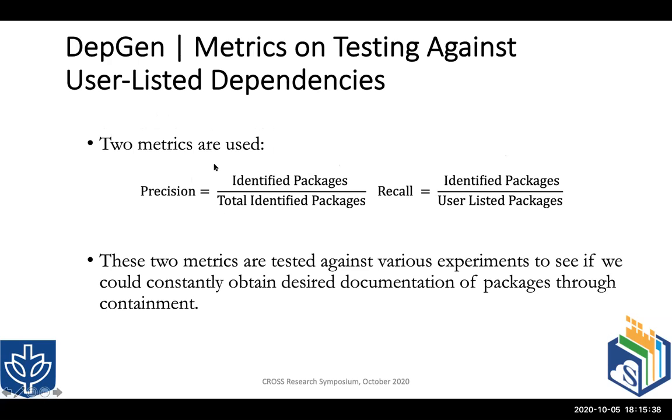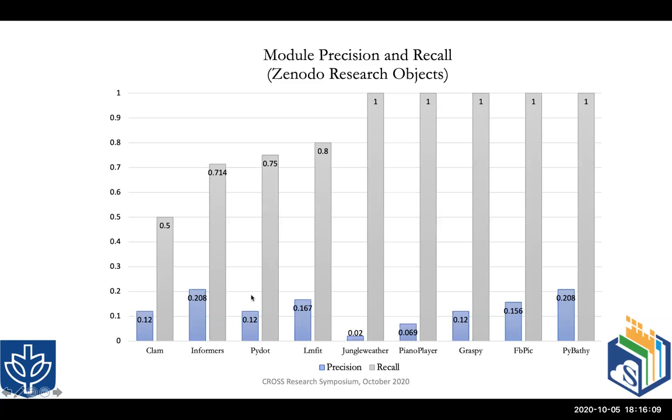We use two metrics, precision and recall. In recall, we are looking at how many packages the user listed in the documentation and how many we identified. In precision, we are looking at the total identified packages, and how many of them were actually listed by the user. How many identified packages were mentioned in the documentation? So we see what the quality of DebGen is.